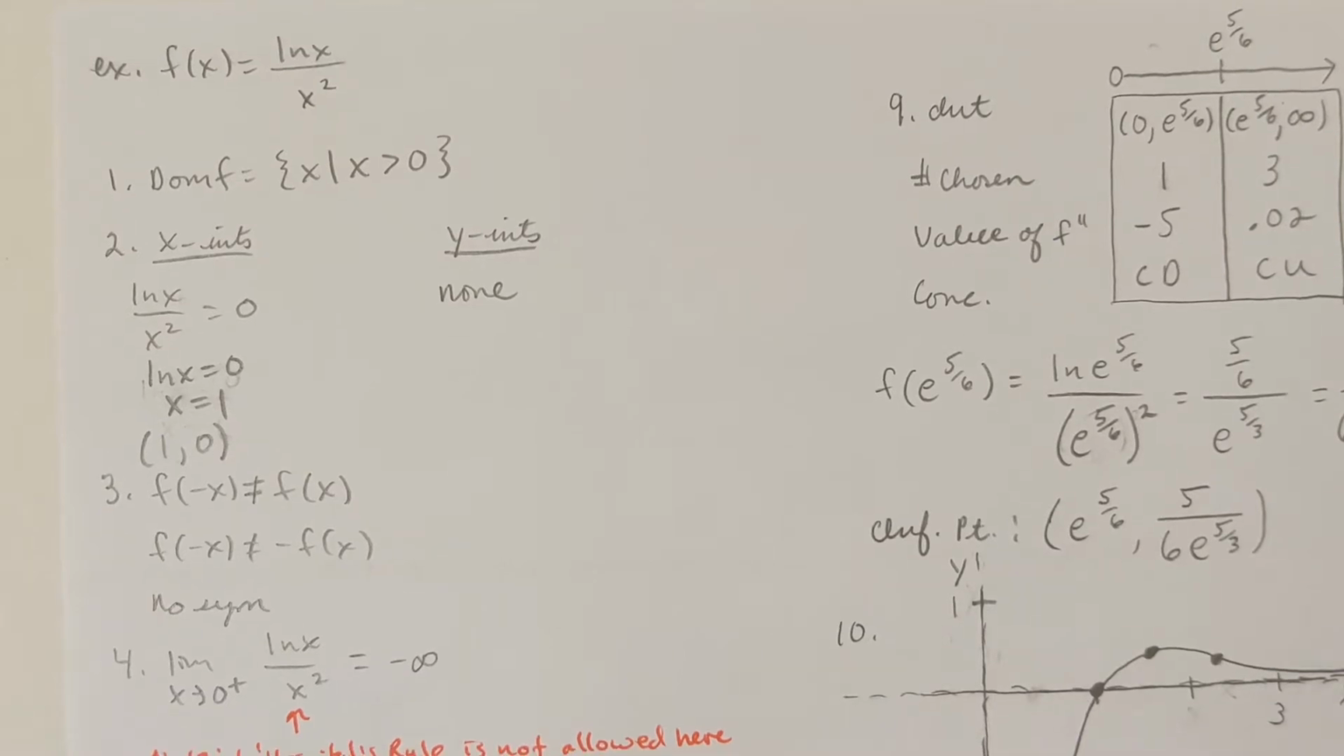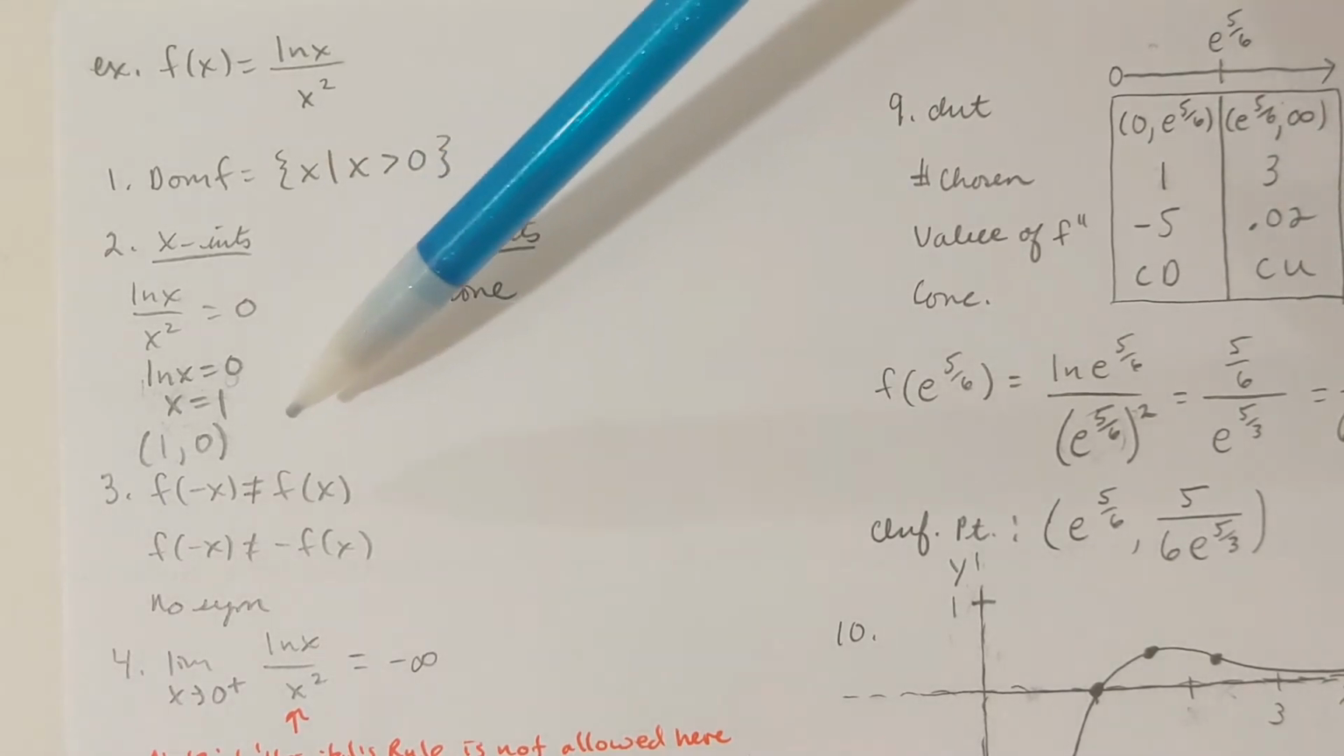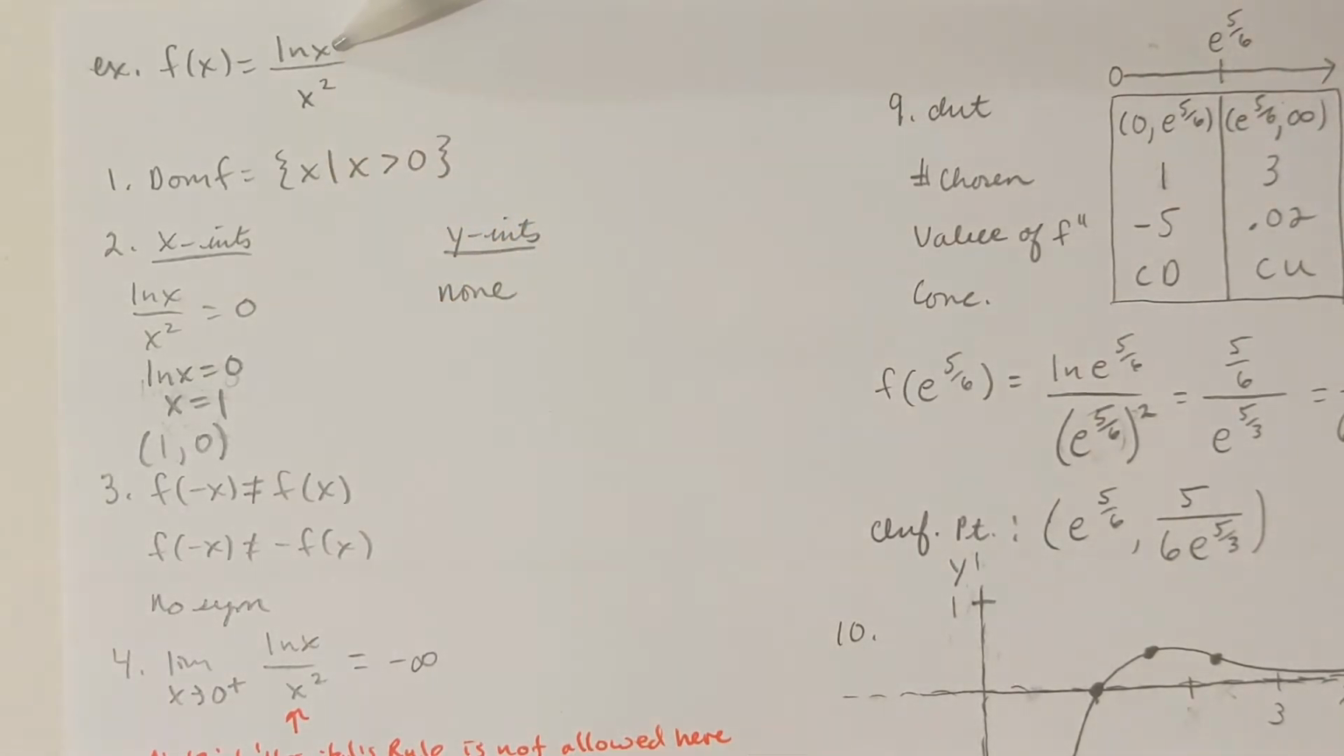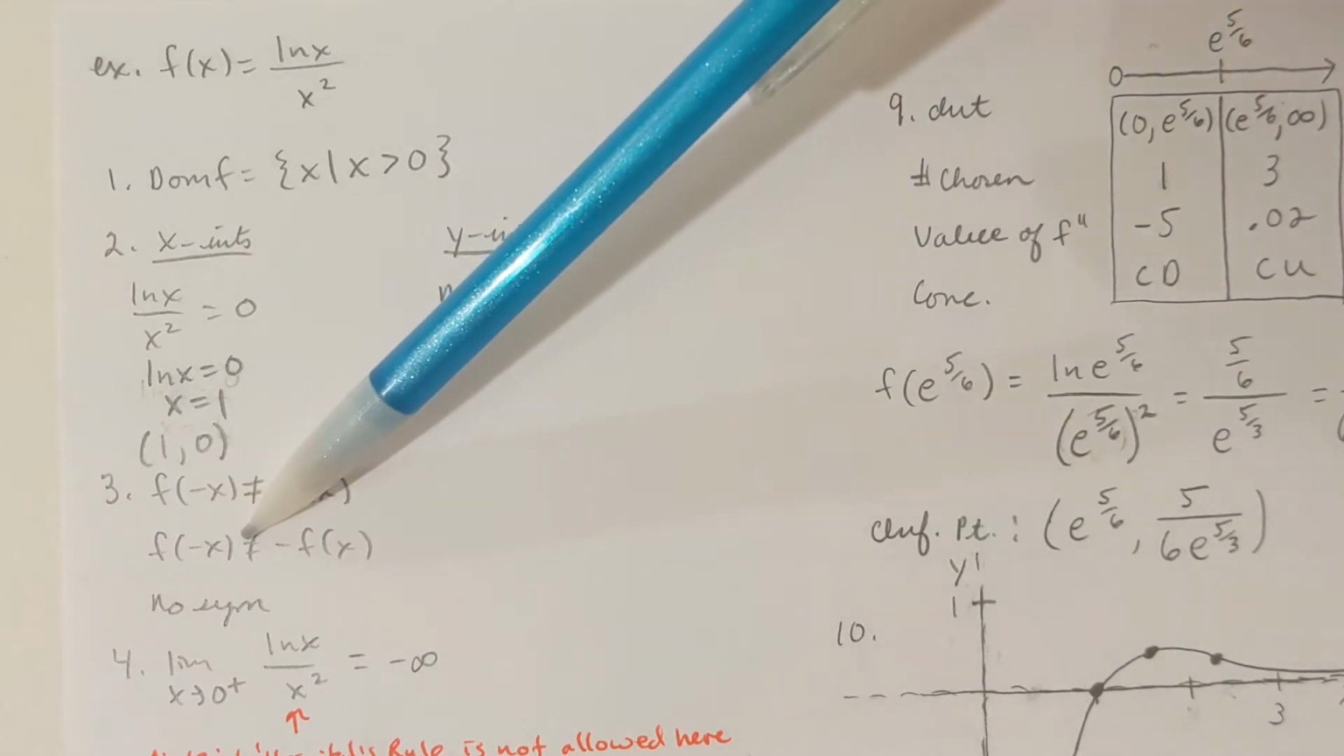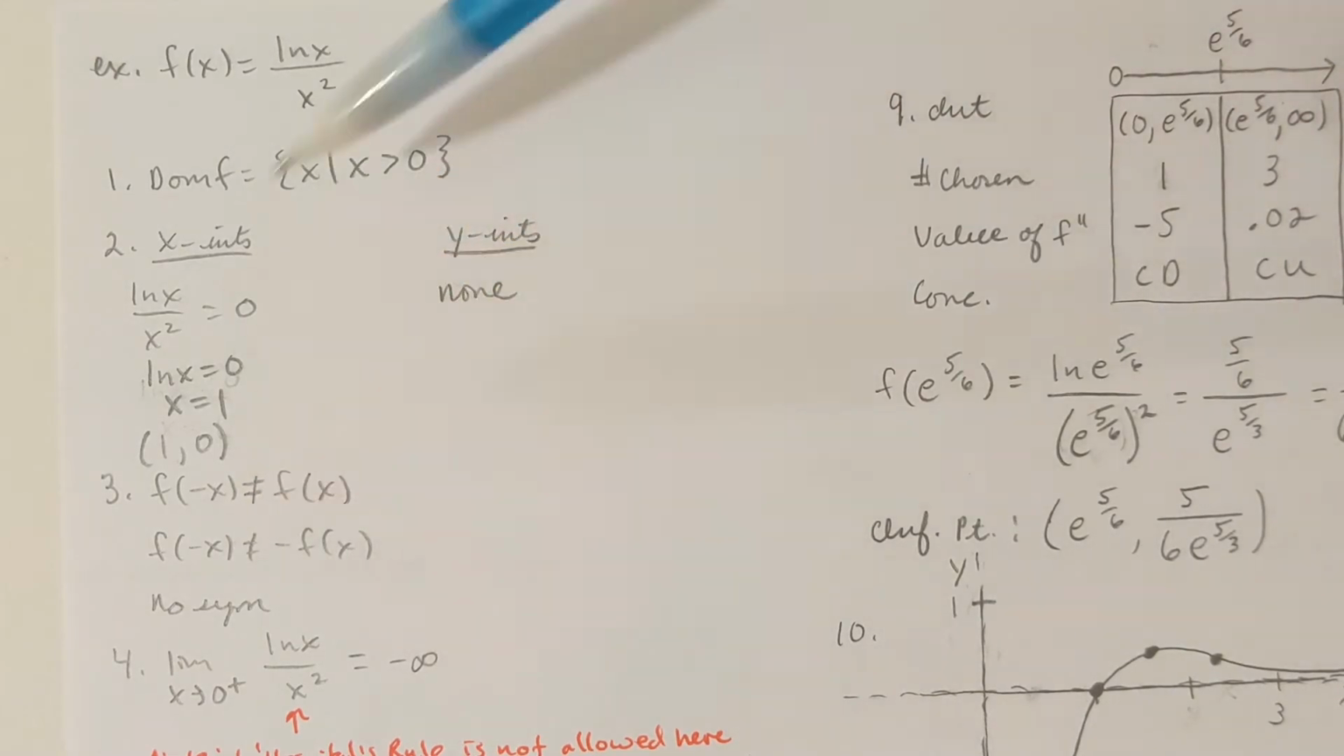Okay, step 3, is there any symmetry? Well, if I replace x with a negative x, negative x squared is the same as x squared in the denominator, right? But the ln of negative x is not the same as the ln of x. So f of negative x and f of x would not be the same, therefore there's no symmetry to the y-axis.